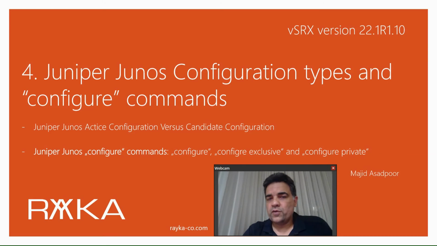Juniper Junos configuration types and configure commands are what we will discuss and implement in this section. We have two types of Junos configuration: active configuration, which is live, and candidate configuration, which also includes some changes but will be active after the commit command.